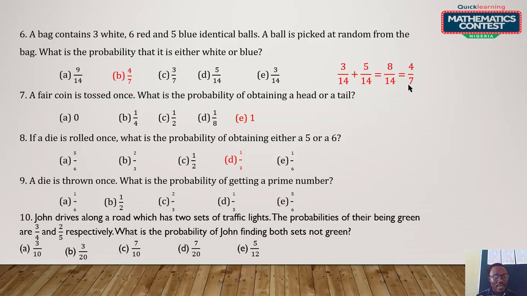Now, number 9, a die is thrown once. What is the probability of getting a prime number? I've explained it in one of the examples. Prime number, odd number, even number all give us 1/2. So the answer is 1/2.